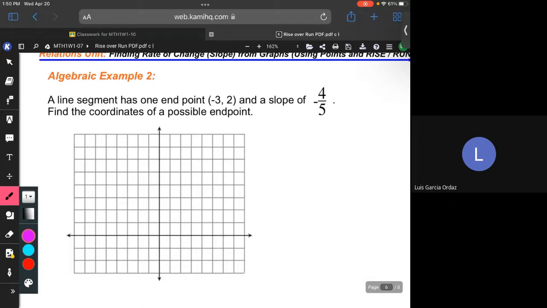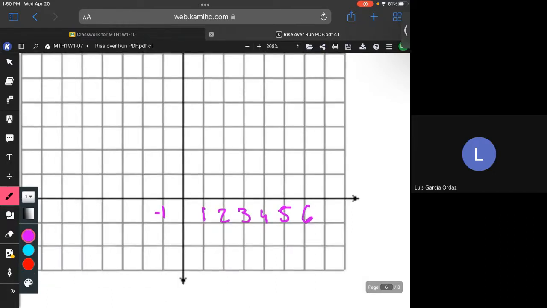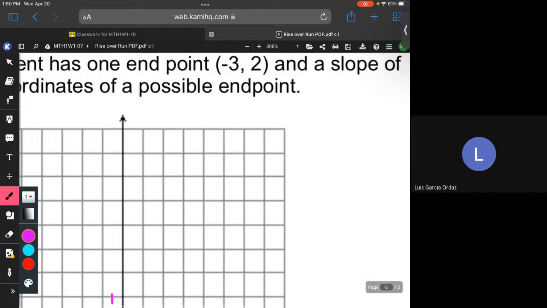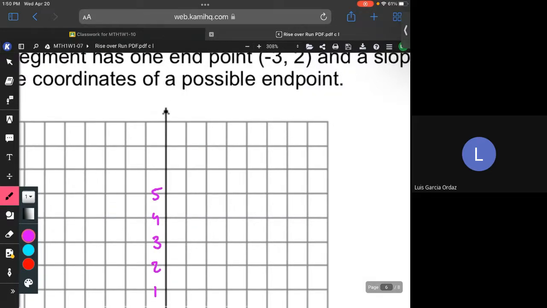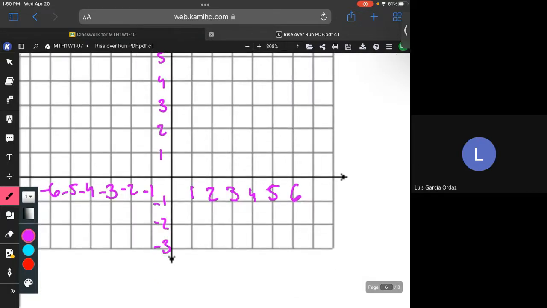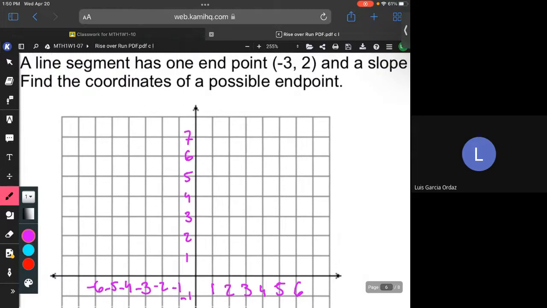Okay, so now we're going to do a second one. So we have a line segment that has 1 point at -3 and 2 and a slope of -4 over 5. I want to find the other coordinate. So I'm going to draw my scales. 1, 2, 3, 4, 5, 6, 7. -1, -2, -3. So can someone tell me or point to me where that coordinate -3 and 2 is going to be drawn?